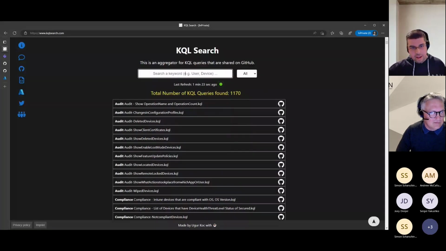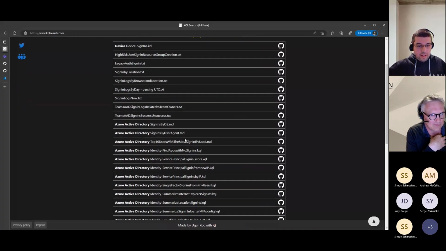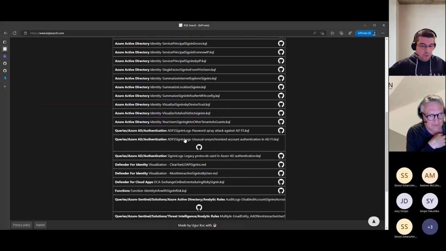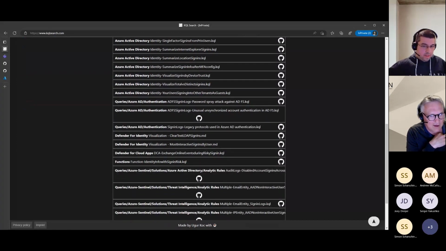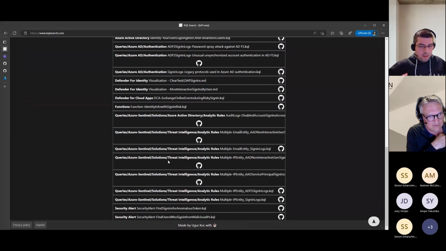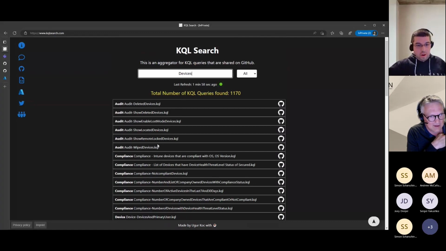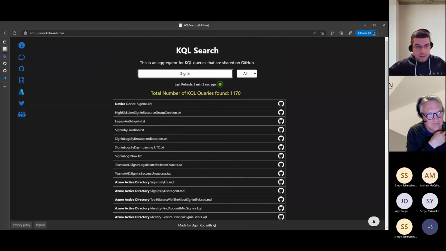So basically, if I want to check the sign-in logs from the devices, for example, I have a use case, I can type that in here in the search box. And what it does for me is it checks for the query names. And if there is a sign-in, it will also show me every query that shows the sign-ins in a way. So I can also check for devices, and it will show me the queries that are related to devices for me. So let me go back to the sign-ins.